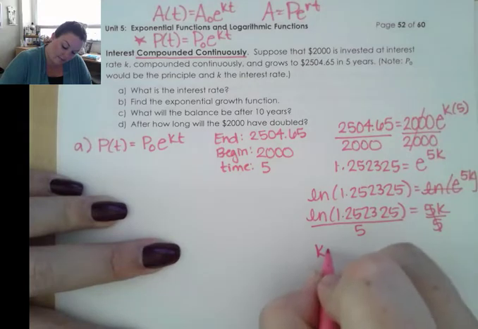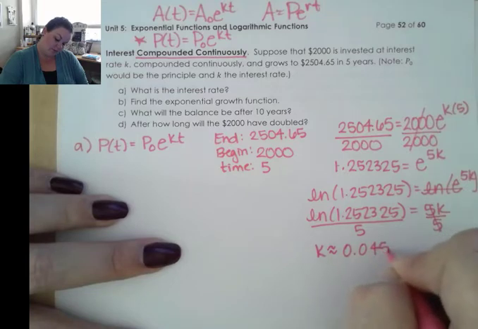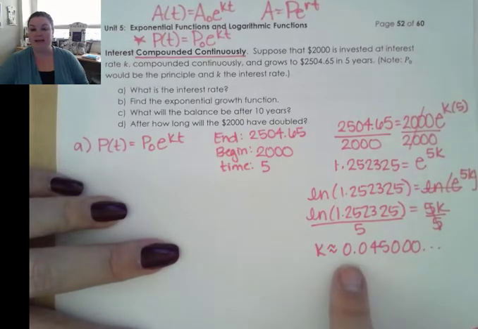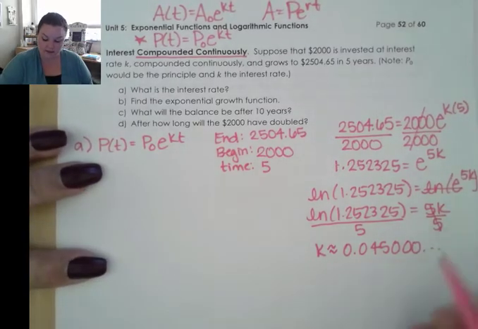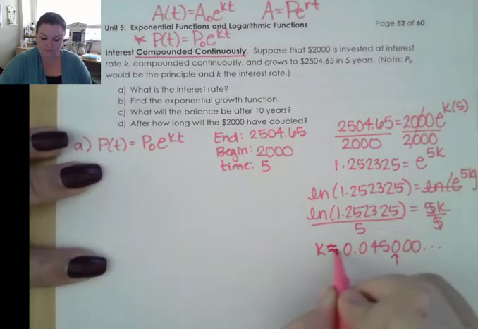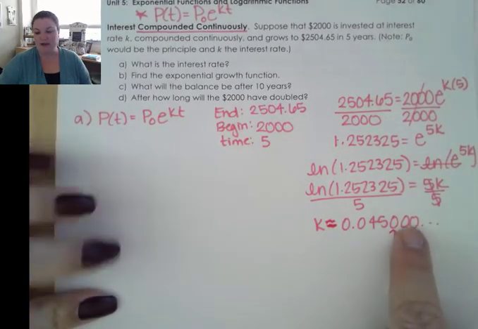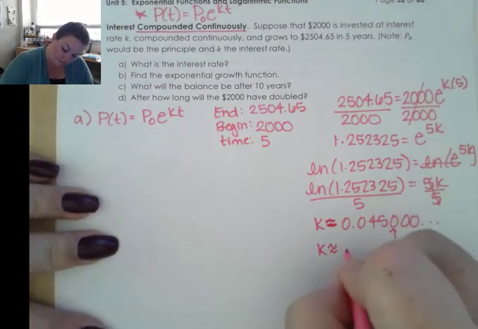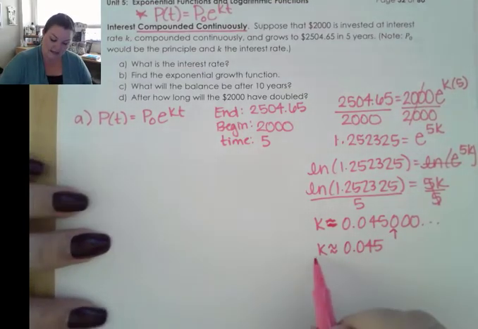So that means that k is equal to 0.045000, a whole bunch of stuff. Now remember, k is our constant. This is the thing we need to be super accurate on. So we're going to keep 4 decimal places. If I count to 4 decimal places, that is the 0 behind the 5. And since there's a 0 behind it, it doesn't bump it up. So we're going to go ahead and say k is approximately 0.045. Okay, so that is our interest rate.